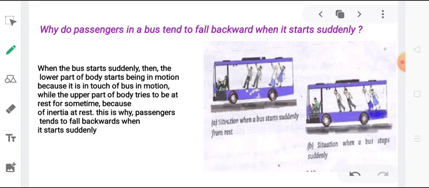So that is why passengers tend to fall backward when it starts suddenly. Similarly, when a bus stops suddenly, when brakes are applied, we all are in the state of motion, obviously, but as soon as the bus stops, the lower part of the body, which is directly in contact with the bus, stops, but the upper part wants to continue in motion due to inertia, as you can see in the second picture. So that's the reason, even though the bus has stopped, the upper part of the body continues moving forward and we tend to fall in the forward direction.